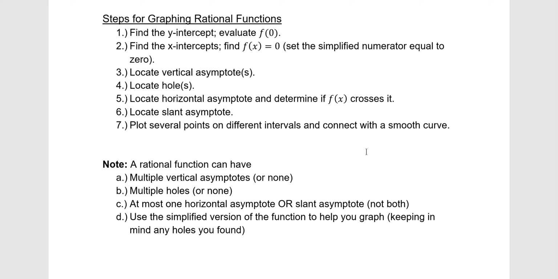And step 7, which we'll see how we decide to choose some points here. We're going to plug in some values of x to find the corresponding y values and plot those points on certain intervals, and then we're going to connect them with a smooth curve with arrows on the ends. A couple notes to keep in mind. A rational function can have multiple vertical asymptotes or none, multiple holes or none, at most one horizontal asymptote or a slant asymptote, but not both. And we're going to use the simplified version of the function to help us graph it. So what I do to start these is I always simplify and cancel common factors before I do anything.